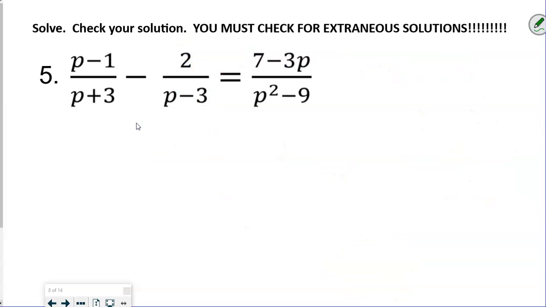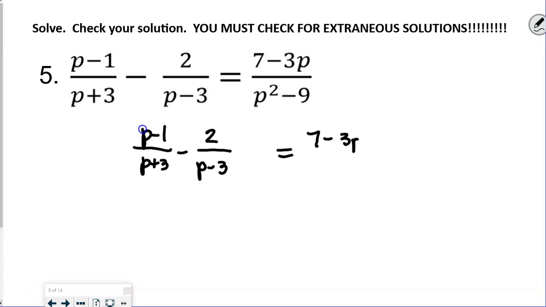So with number 5, I'm going to rewrite parts of the problem first. So I'm going to do p minus 1 over p plus 3 minus, and then the 2p minus 3. And then I'm going to set this equal to 7 minus 3p over. And I'm going to go ahead and factor this right here. And hopefully you remember this is going to be p and p. And that's going to be 3 and 3 and plus and minus.